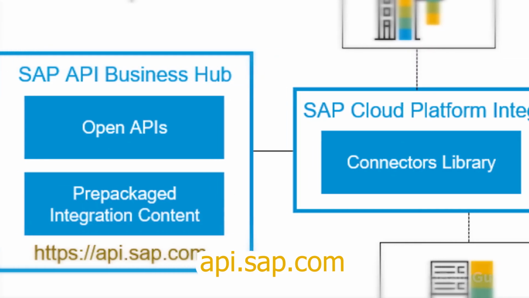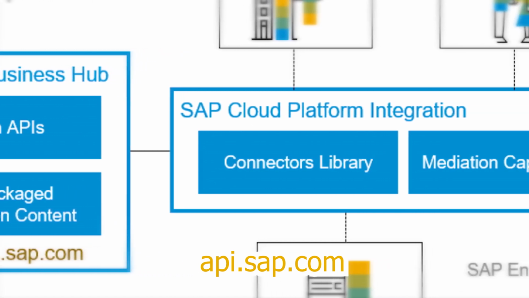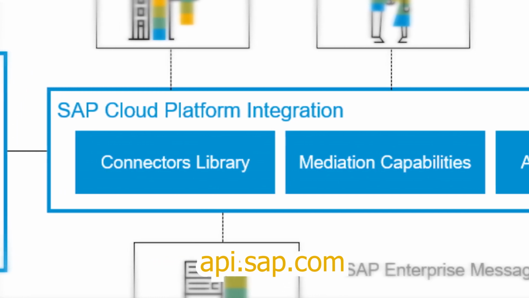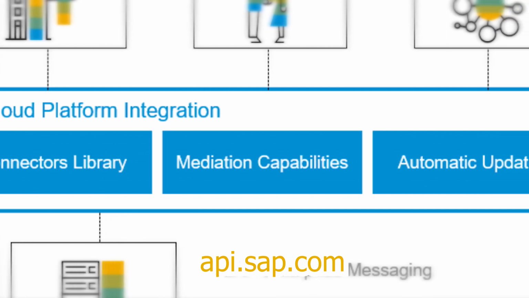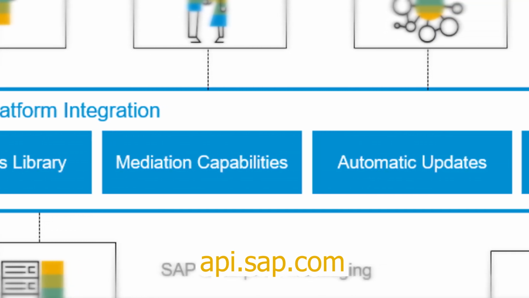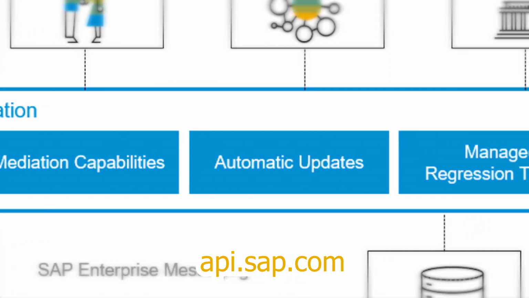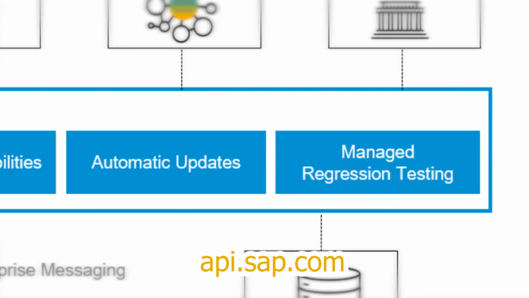This takes us to the next point: unified integration. Whether you want to connect an on-premise solution with a cloud solution or access other data with a cloud solution, everything is connected via SAP Cloud Platform integration. Are you looking for an interface to this ecosystem? Then you can search for it via api.sap.com, and prepackaged integration content is ready for you that is already connected to the SAP Cloud Platform integration.